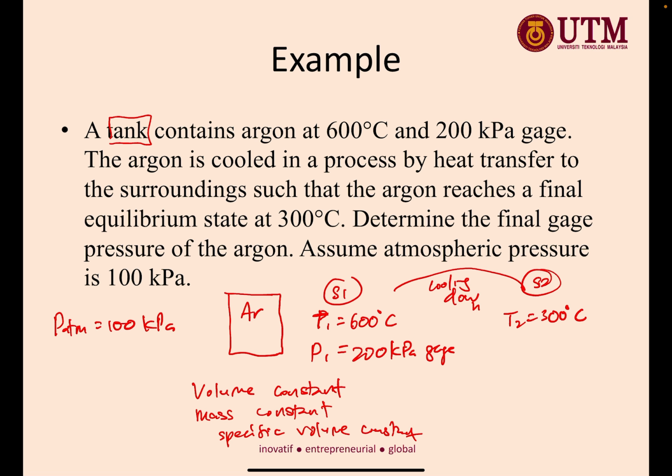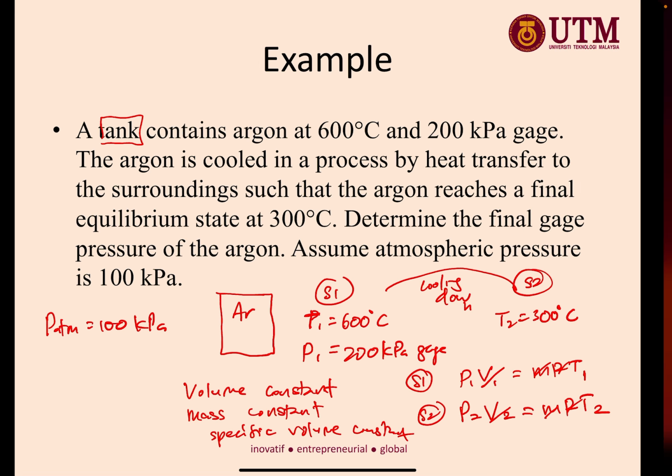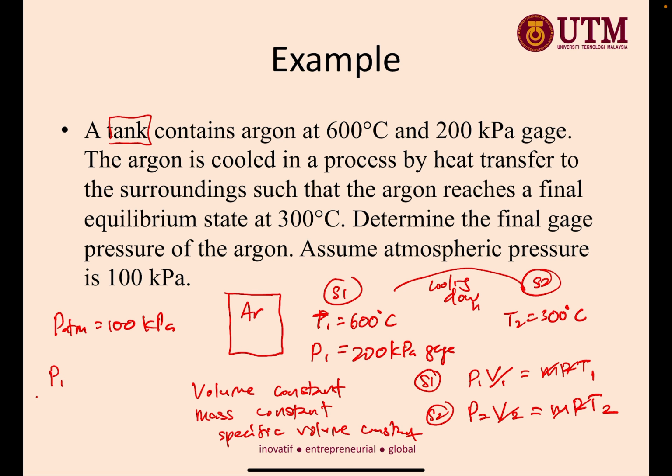By using PV equal mRT, you can use it at both states. Let's say state 1, P1 V1 equal mRT1. At state 2, P2 V2 equal mRT2. Since V, m and R are constant, you can get P1 over T1 is equal to P2 over T2. Just put the values inside this equation, and from this you can get P2.